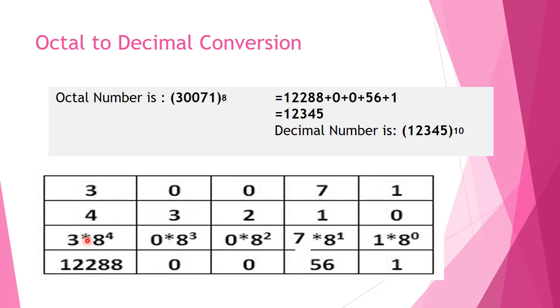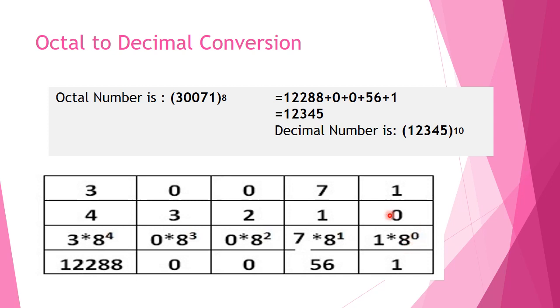So multiply by 8: 3 into 8, 0 into 8, 0 into 8, and this 7 into 8, and then 1 also into 8, and then you will keep the power of this 8 only. Why are we multiplying by 8? Because the octal number system has the base 8, so that's why we are multiplying by 8. And then you will keep the power.